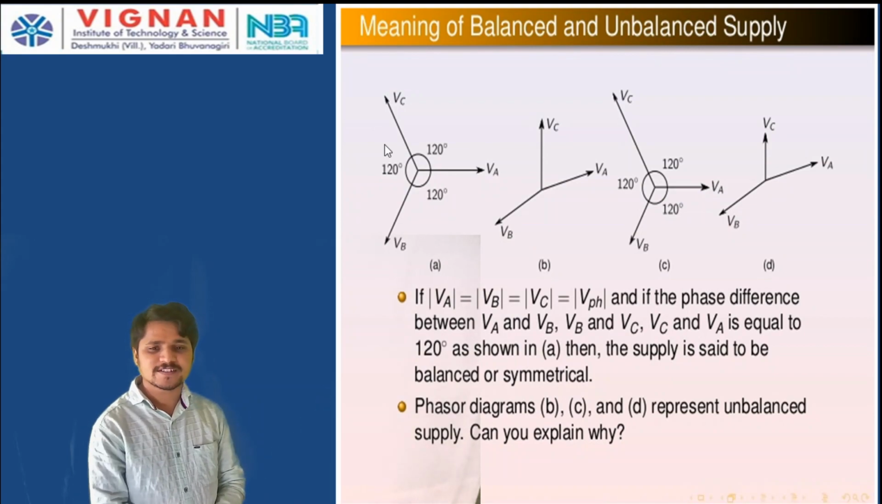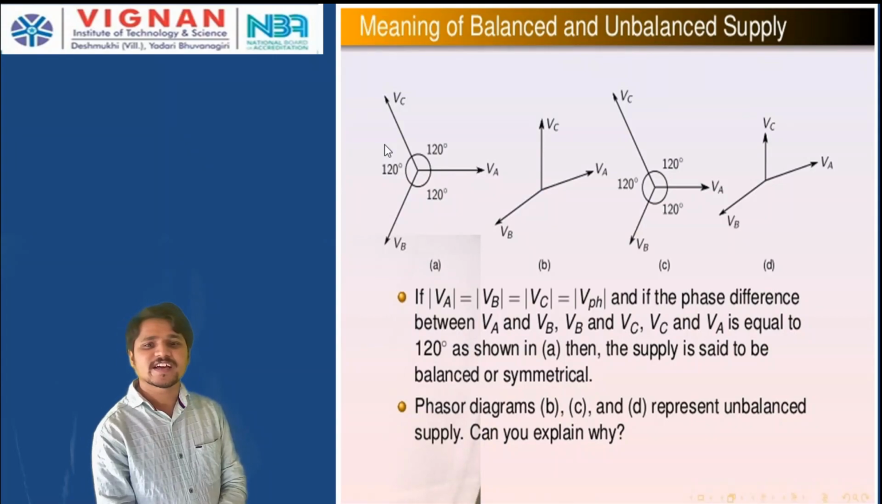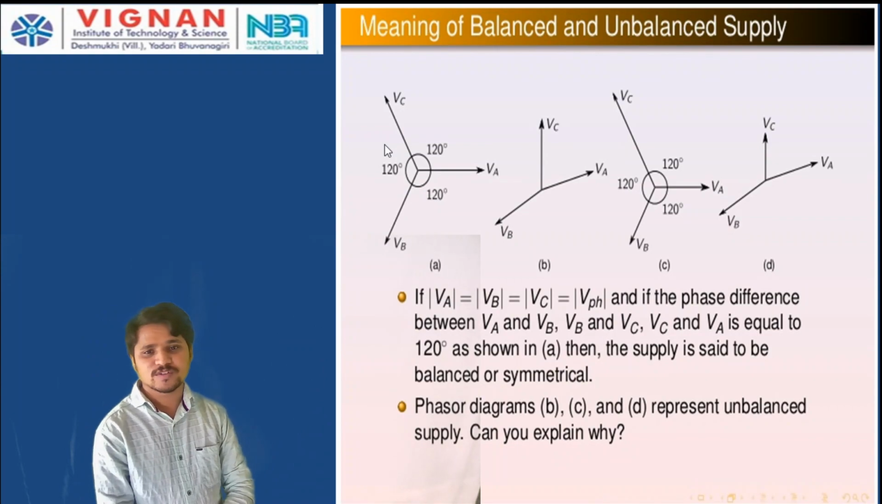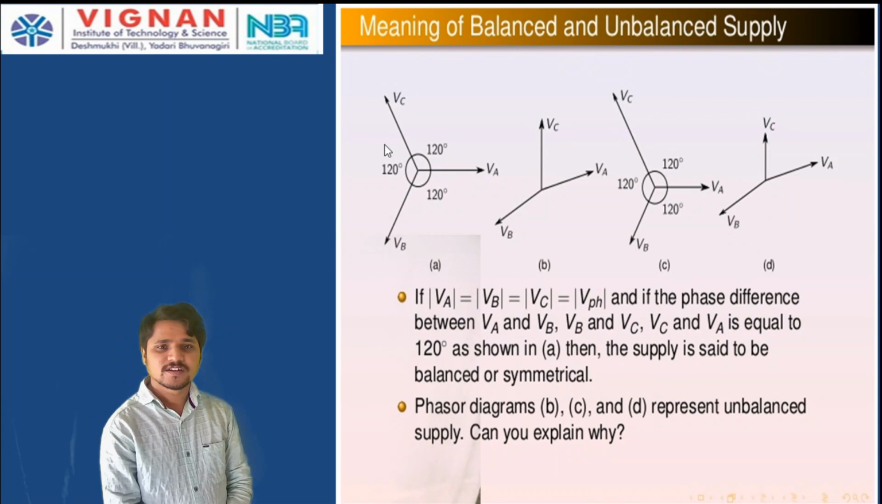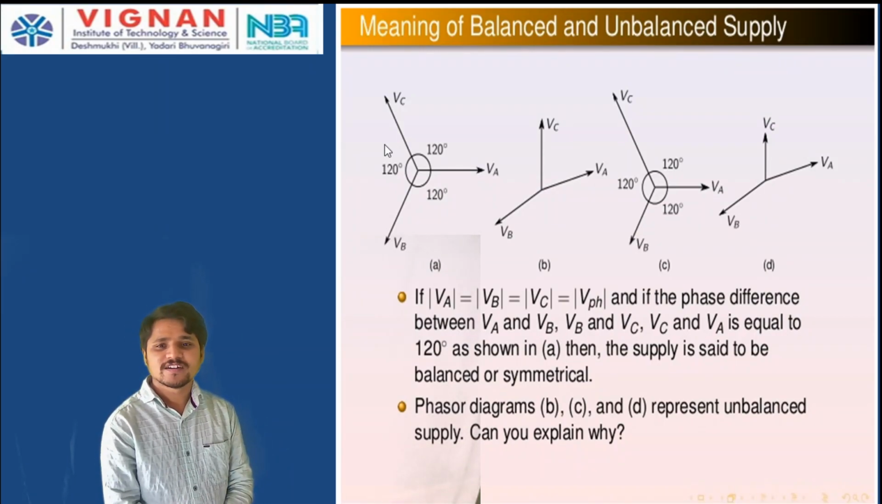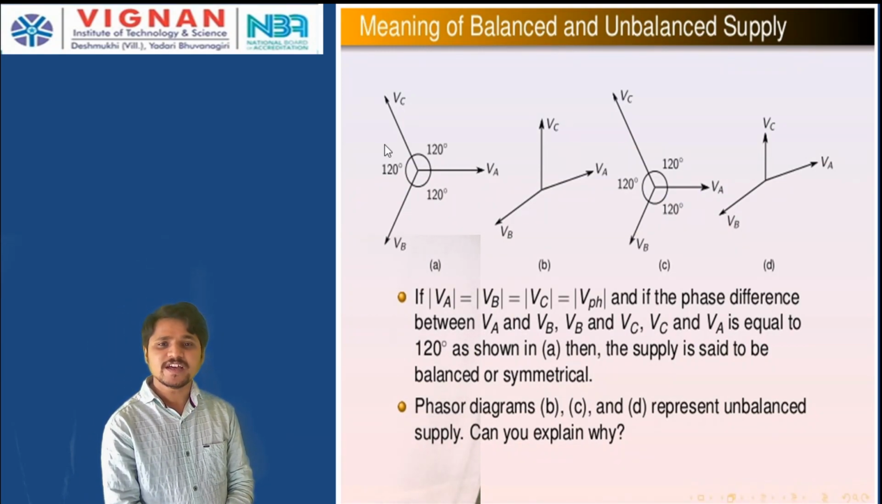Now figure C represents a different magnitude here. VA and VB are equal in magnitude, but VC is not equal in magnitude with respect to VA and VB. Of course, the phase displacement is 120 degrees apart from each other. Therefore, this figure C also indicates an unbalanced system. And now see the last one, figure D. Here, the phase displacement is not 120 degrees between any two phases, and also the magnitude is not equal. Then this also comes under the unbalanced system.